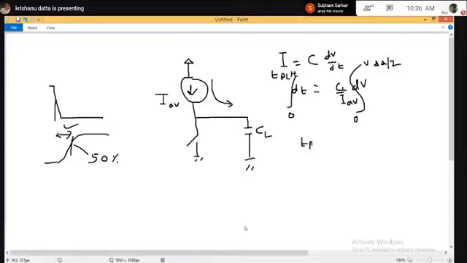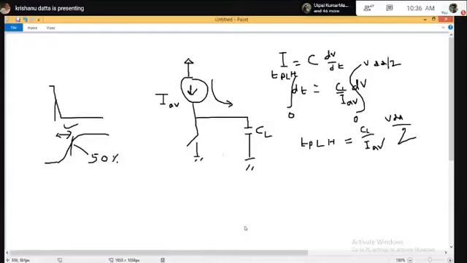TP low to high will be CL by I average and VDD by 2. Okay, very simple integration. Sir, bolo.